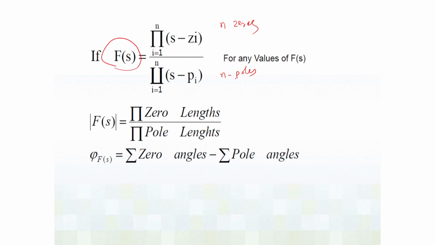Now, please keep in mind that if I call it m zeros, then m can be less than or equal to n. m will never be greater than n. Keep this point in mind, otherwise the system will lose its causality. Then I get the magnitude of the system and the phase of the system exactly as I described to you.